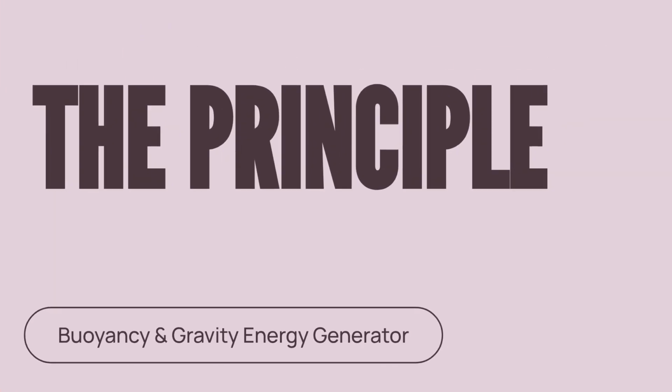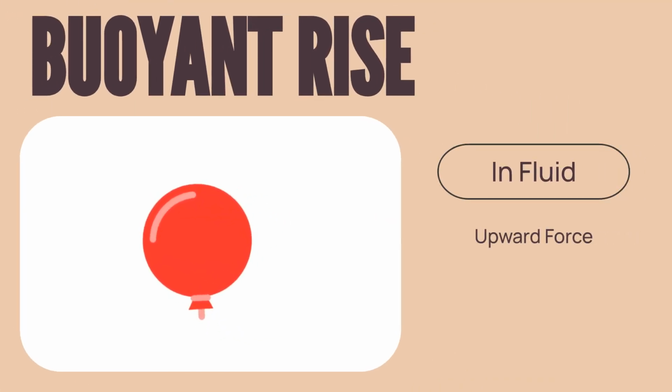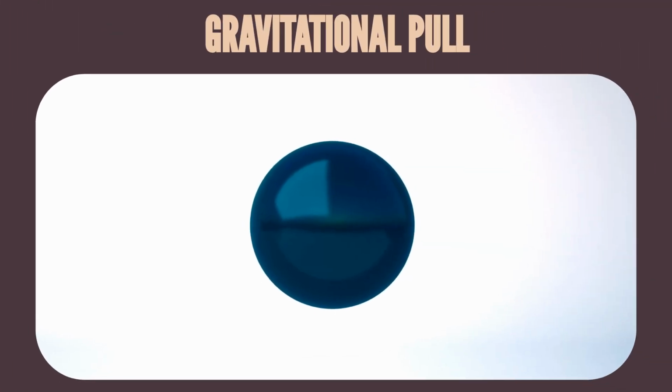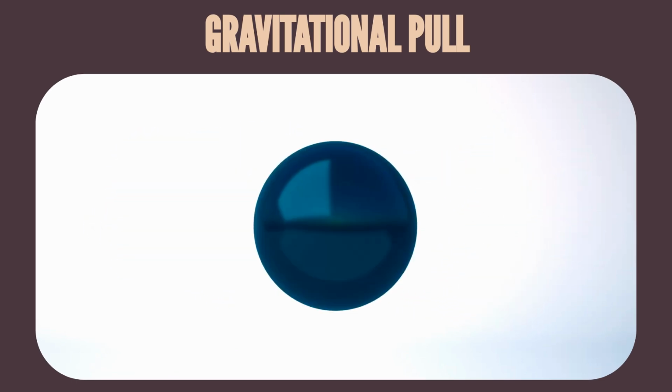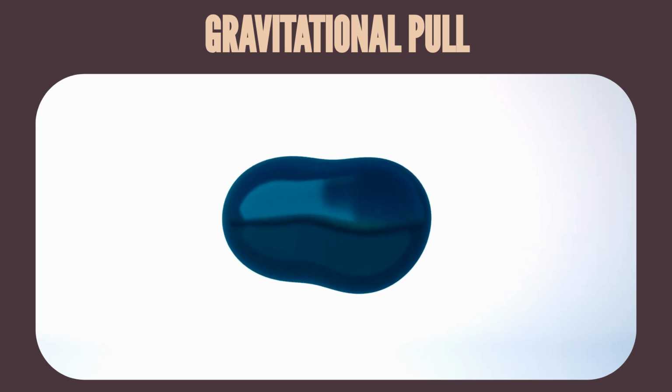The core principle relies on the density difference between an object and the fluid it's in, alongside the constant pull of gravity. When an object is less dense than the fluid it's submerged in, buoyancy causes it to rise. Think of a balloon floating in water. It's pushed upwards. Conversely, once that same object is out of the fluid, gravity takes over, pulling it downwards, ready to re-enter the fluid for another cycle.